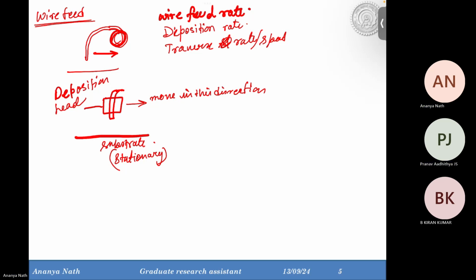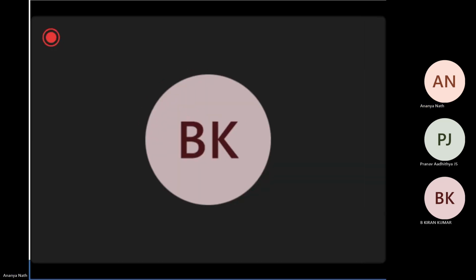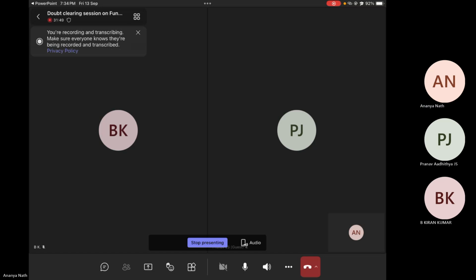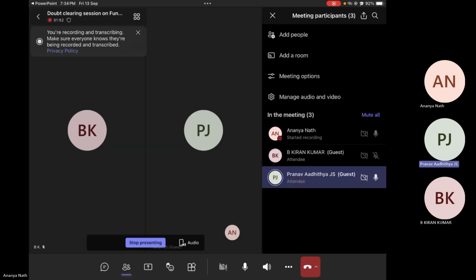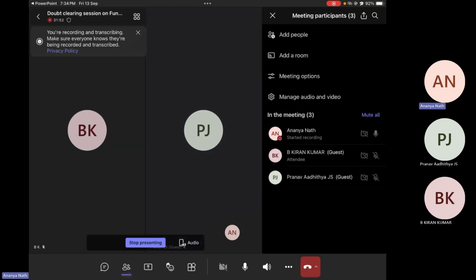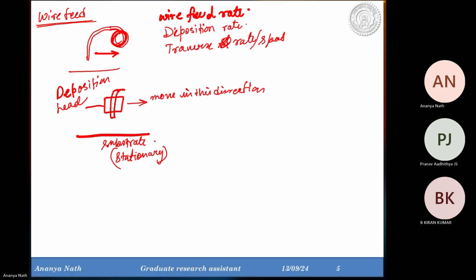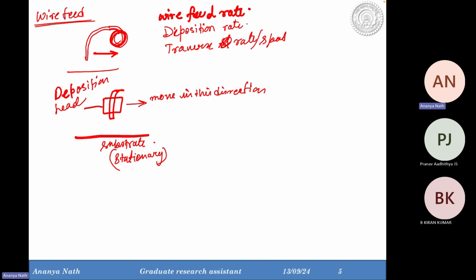Ma'am, the screen is not visible, ma'am. Oh, the screen is not visible. Is it visible to Pranav? Yes, ma'am. Okay. Is it visible? Who said it's not visible? Kiran or Pranav? Is it visible now? Yes, ma'am. Now it's okay, ma'am.